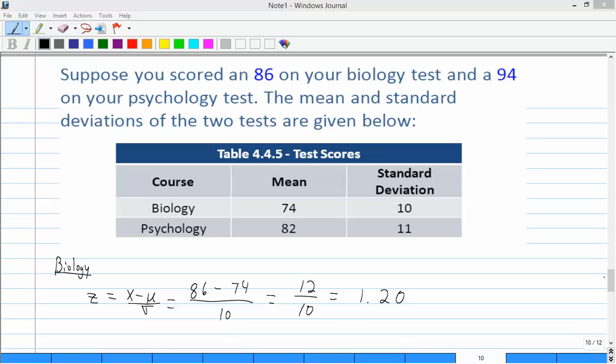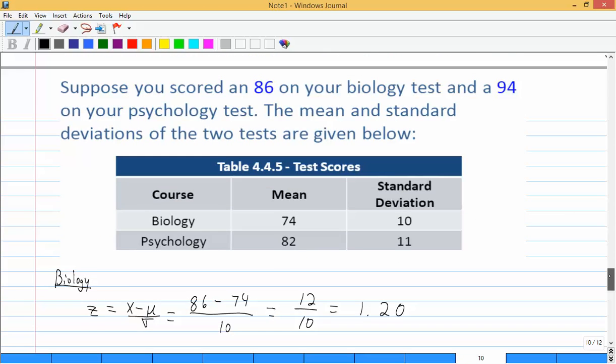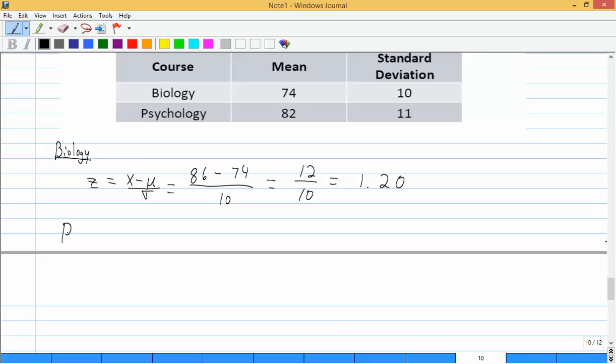Alright, let's do the same for the psychology test. It says we made a 94. So Z equals 94 minus the mean, 82, divided by 11. Alright, if we round this to 2 decimal places, I get 1.09.